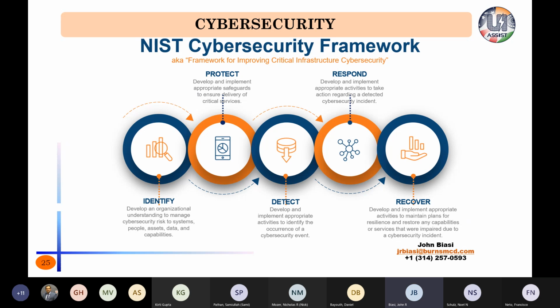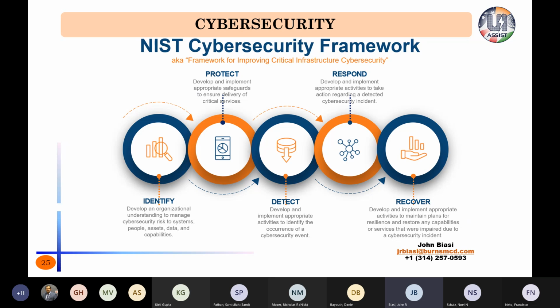So there are 5 components to the framework core, which is these things listed here: identify, protect, detect, respond, and recover. It covers the full range, from figuring out what you need to protect at the identify stage, all the way to how you respond to an attack and how you recover from such an attack. So it's meant to cover all of those levels.